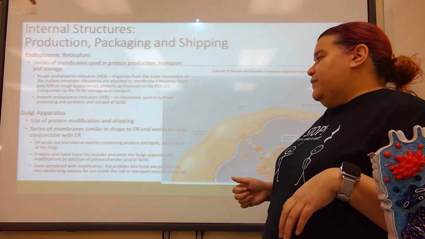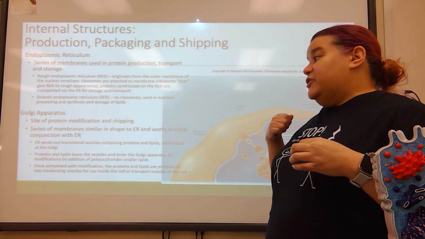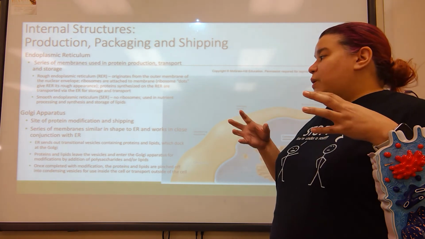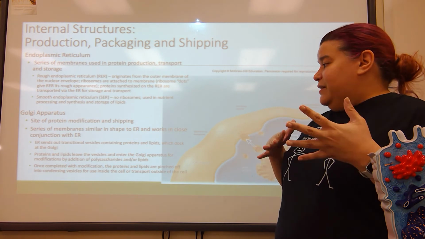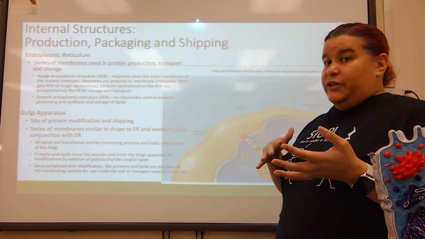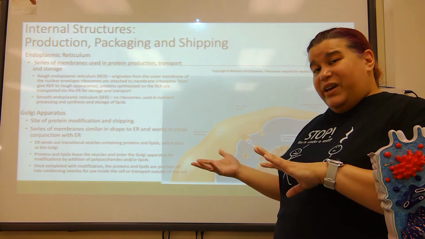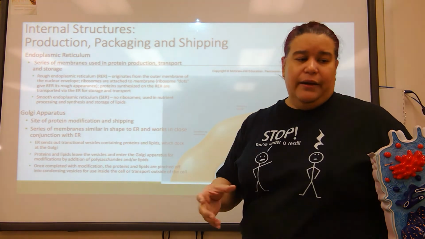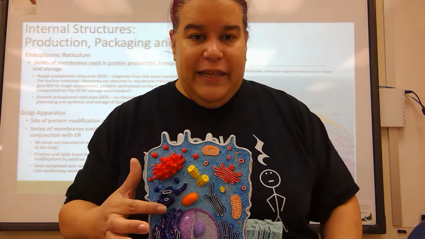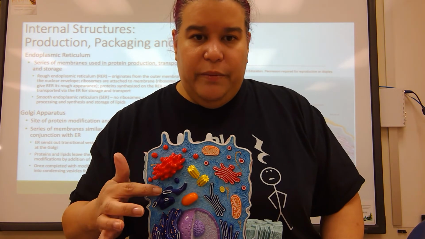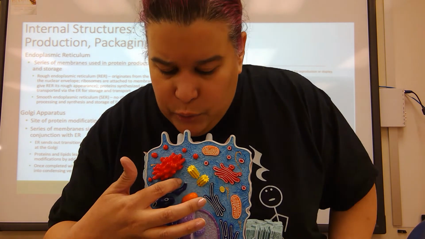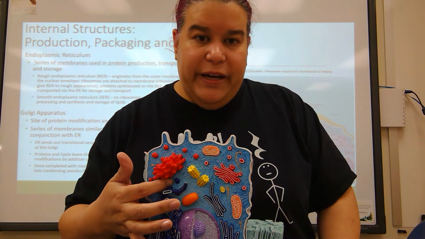Once completed with modification, the proteins and the lipids are pinched off into condensing vesicles for use inside the cell, or they're transported via transport vesicle to the membrane of the cell or completely outside. So again, if we're looking at this, here's my endoplasmic reticulum, rough, smooth. See these little blue bubbles right here? There we go.